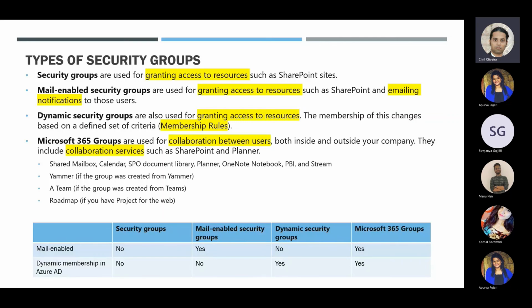Now, for all collaboration purposes, you would use an M365 group since you have all these other collaboration features that are attached to this group. So it's good for when you're working in teams or in a team that is a part of a project.